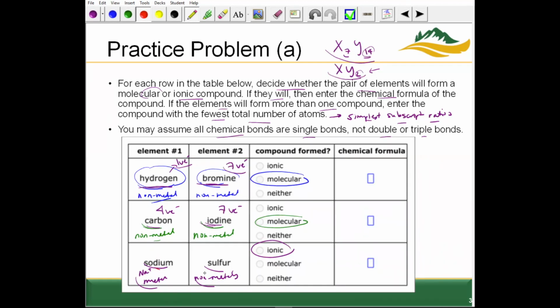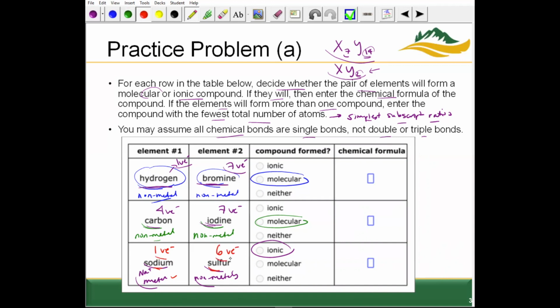Let's look at sodium and sulfur. So based on sodium's placement as an alkali metal, it has 1 valence electron. Sulfur is right under oxygen, so sulfur has 6 valence electrons.